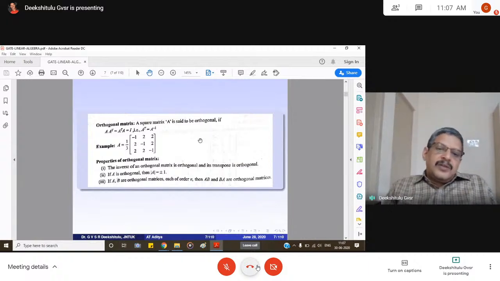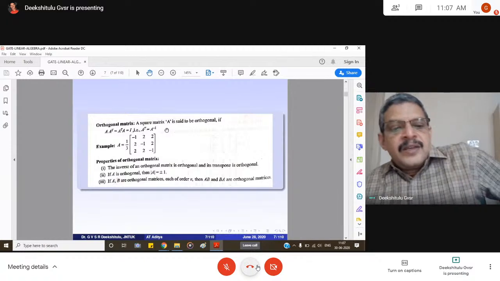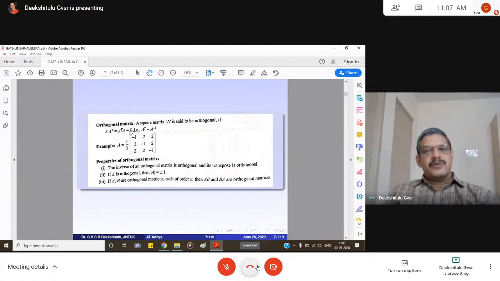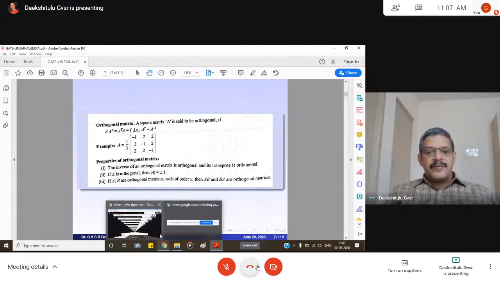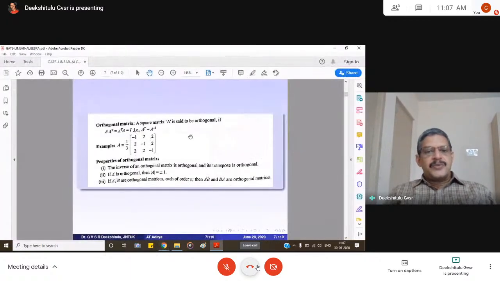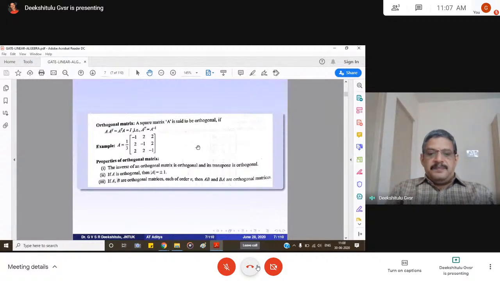Then orthogonal matrix. A square matrix is said to be orthogonal if A transpose is equal to A inverse, or else A into A transpose is equal to A transpose into A is equal to I. Then we say that it is an orthogonal matrix, or else A transpose is equal to A inverse. Then A is said to be an orthogonal matrix. Properties of orthogonal matrix.